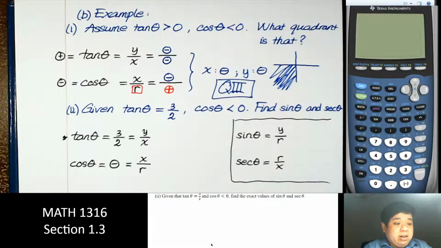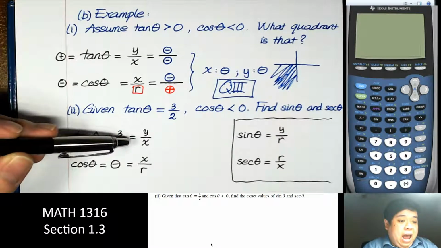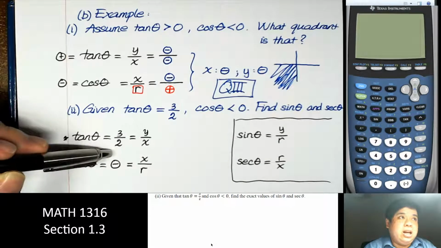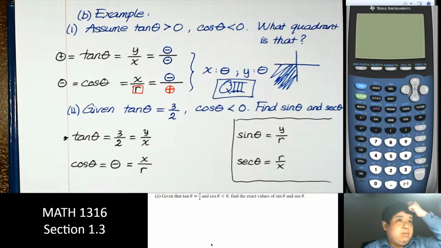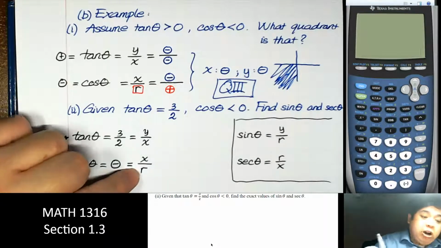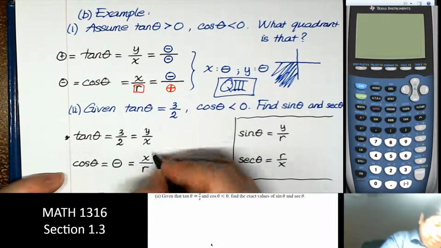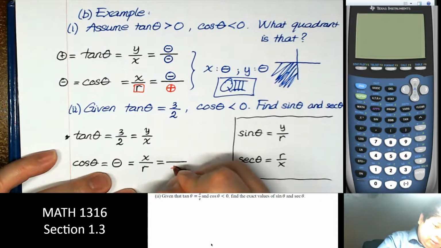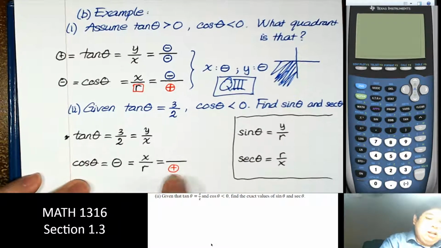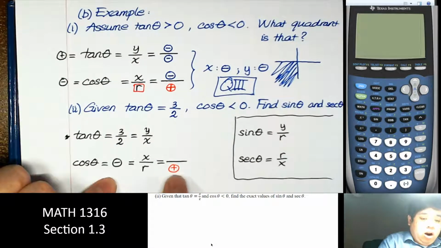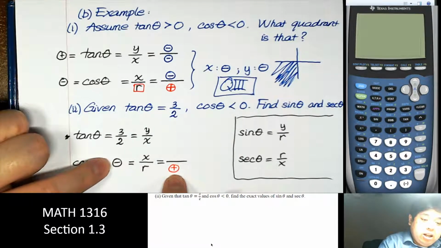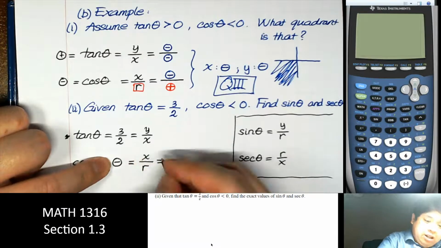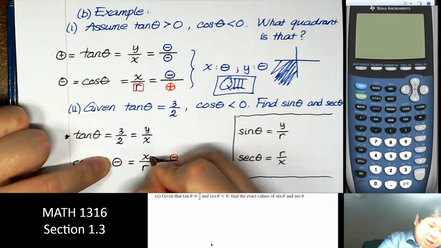By the way, when we are given this, we don't know if x is 2 or y is 3. We cannot say that because x and y could be negative, could be positive. So we do not know that. What we do know though, r is always positive. So cosine is negative, meaning r is always positive, and in order to get negative, that forces x to be negative. So x has to be negative.